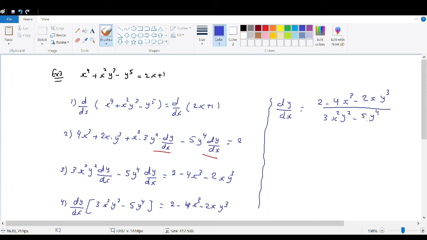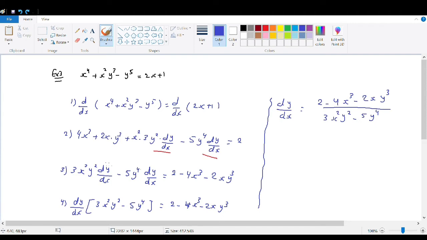So the first step, we differentiate both sides with respect to x. Then we distribute the differentiation operator. So the derivative of x to the power 4 will be 4x cubed, and for the derivative of x squared y cubed, we have two functions, so we need to use the product rule between these two. We differentiate x squared to get 2x multiplied by y cubed, then plus x squared, which stays the same, times the derivative of y cubed, which is 3y squared dy over dx, minus the derivative of y to the power 5, which is 5y to the power 4 dy over dx, which is equal to, for this side, 2x plus 1, so the derivative of 2x will be 2, and the derivative of 1 will be 0.